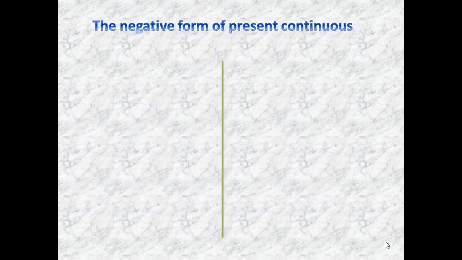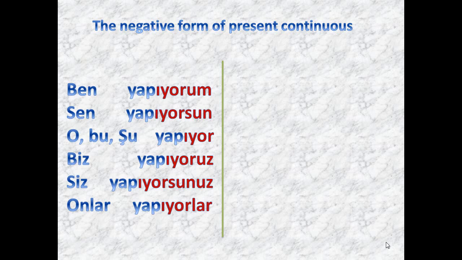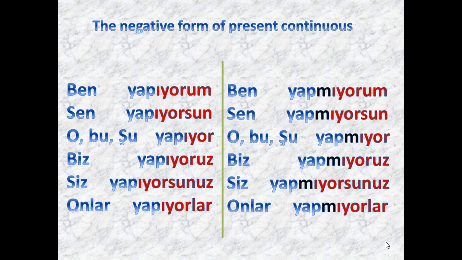Okay. Now let's go to the negative form. We have the positive form here and the negative form here. The only thing you do is that you put a sound of m here, and you should be very careful how people pronounce. And you should really notice the m here because it makes the verb negative. So I read it this way, one positive, one negative.